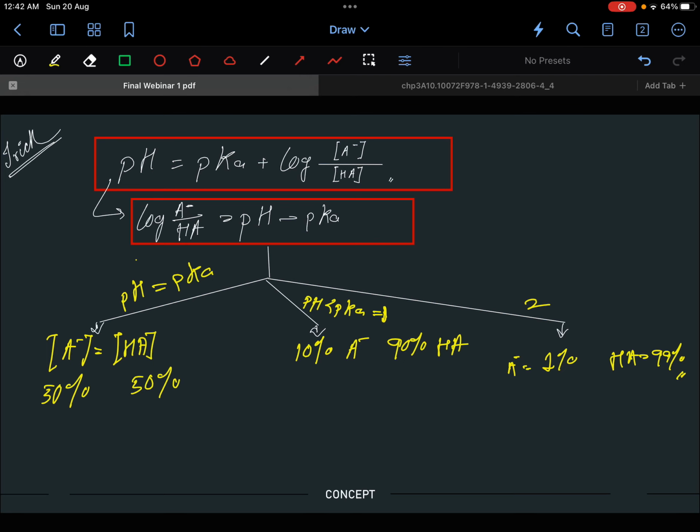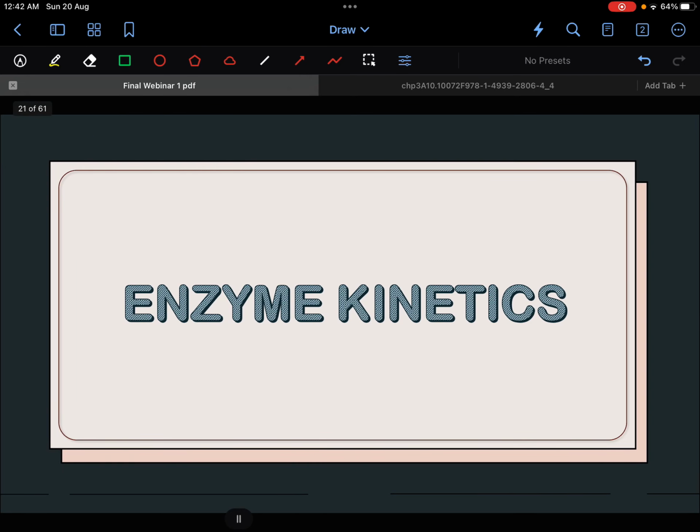Now, enzyme kinetics. This is a very important one. Whenever we talk about enzyme kinetics, these graphs come into our mind, right? Whenever we say the term enzyme only, these graphs come into mind.